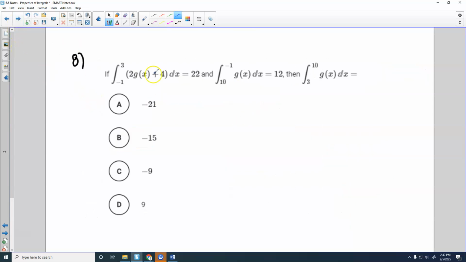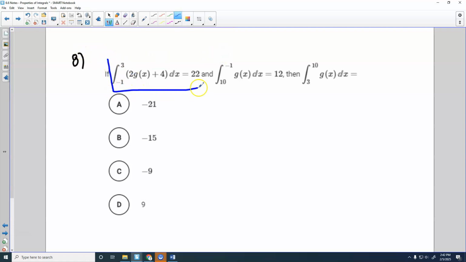Okay, let's look at what we got going on here. I know the integral from negative 1 to 3 of 2 g of x plus 4 is 22. I know that the integral from 10 to negative 1 of g of x is 12. And I'm supposed to find the integral from 3 to 10 of g of x.